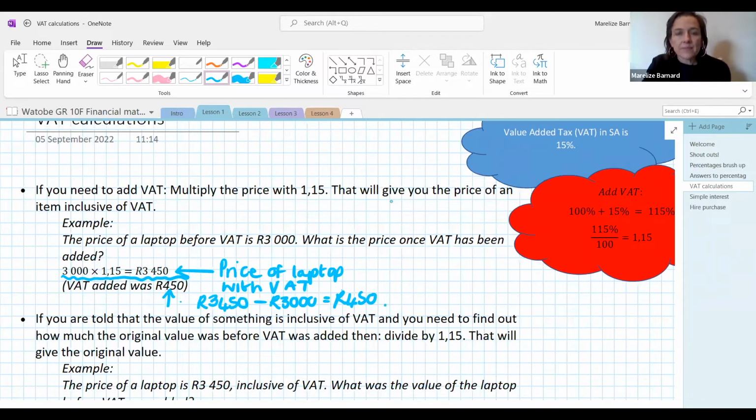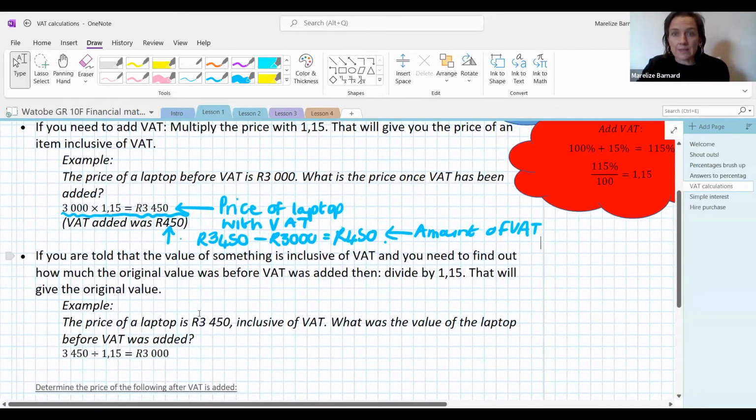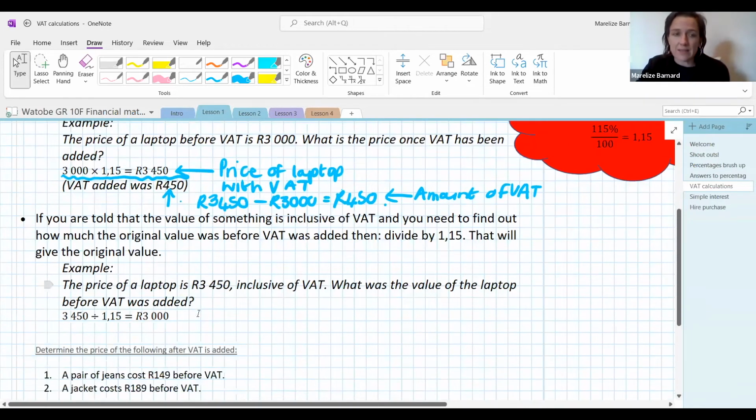And that is the amount of VAT that we are paying. So we have the VAT percentage, which is 15% that we add on, and then we have the amount of VAT that we pay, which is 14, which is the actual Rand amount that gets added.